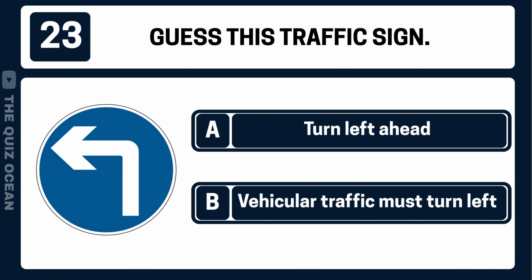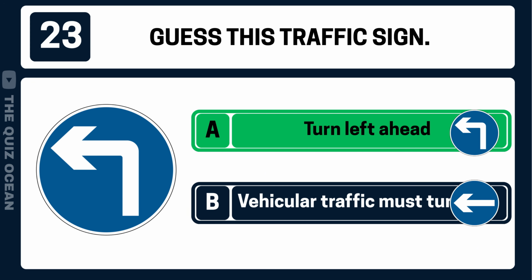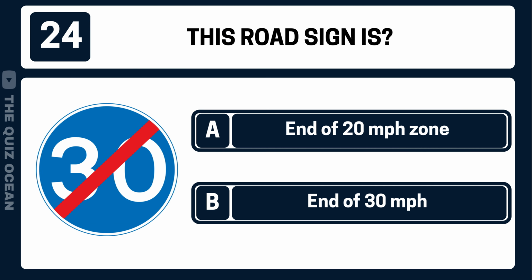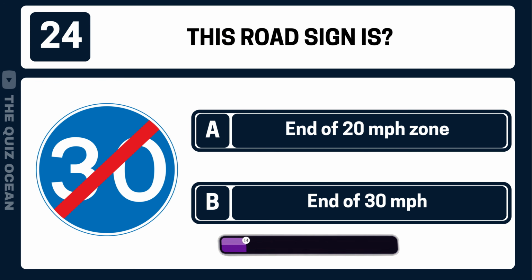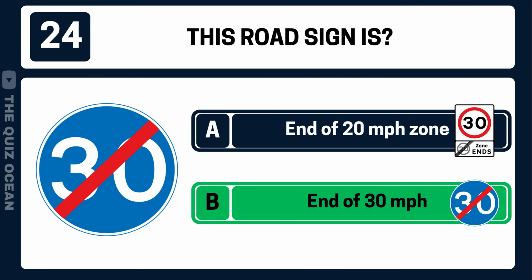Guess this traffic sign. A. Turn left ahead. B. Vehicular traffic must turn left. Well done. This sign tells drivers to turn left ahead. This road sign is A. End of 20 miles per hour zone. B. End of 30 miles per hour speed limit. Exactly. This sign indicates the end of 30 miles per hour speed limit.